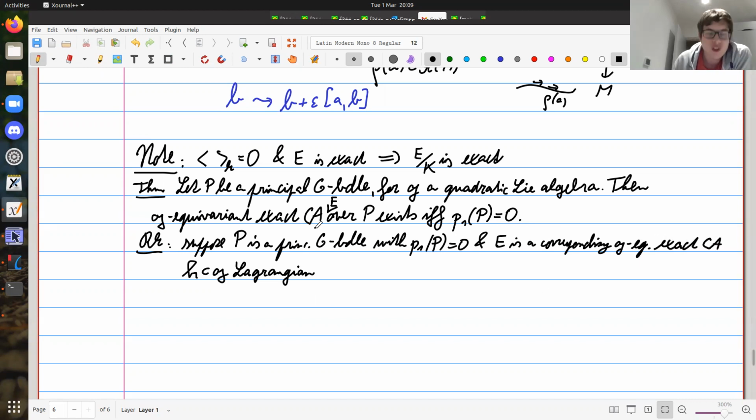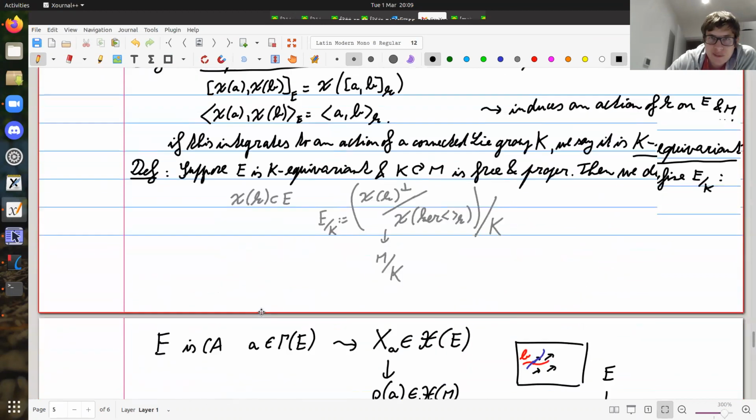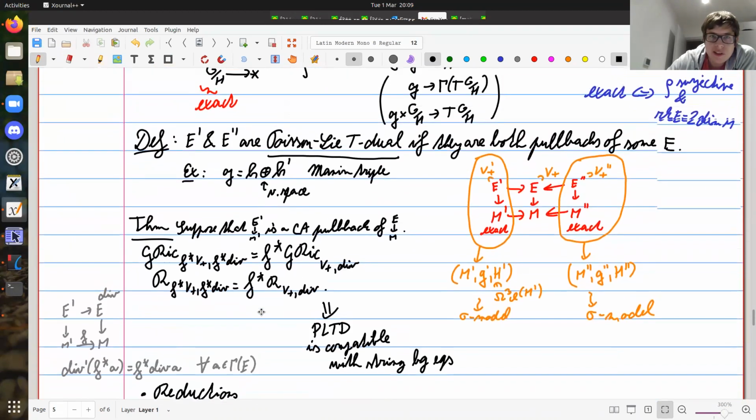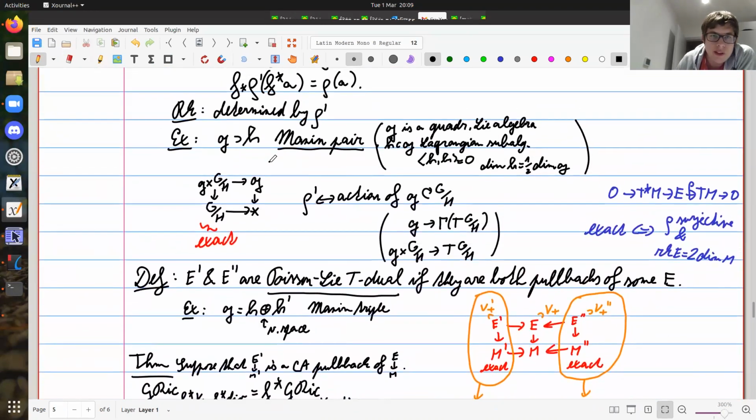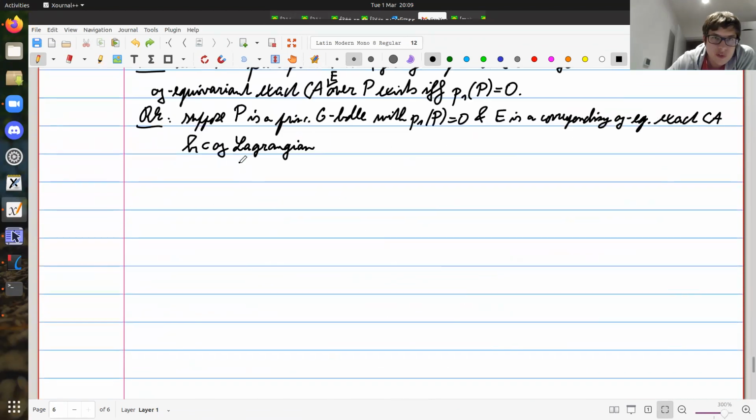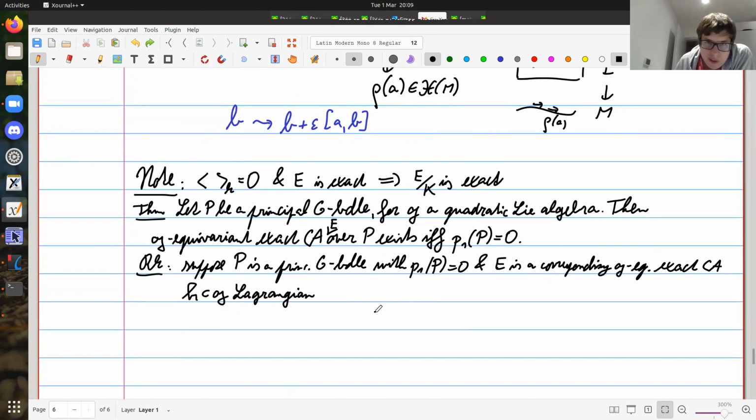Suppose that you have this, and on top of it, you also have a Lagrangian subalgebra. Then I want to create something that is similar to this thing here. So instead of the algebra over a point, I will simply take the quotient. I had this E over P, and now I take a quotient of that with respect to this big group G.